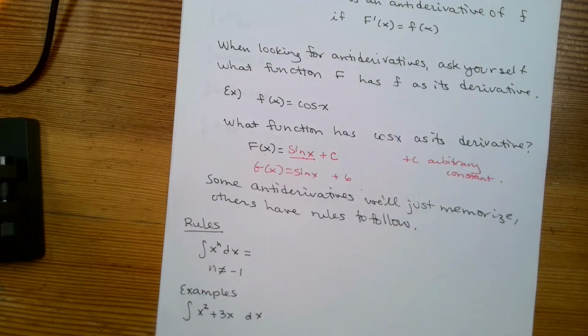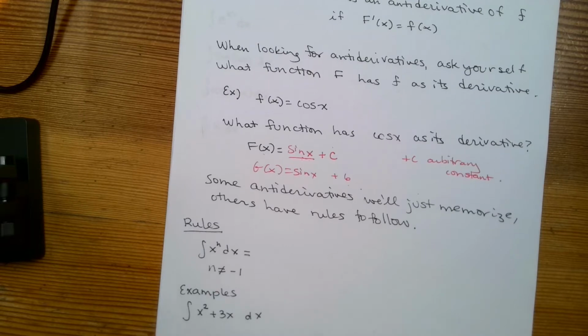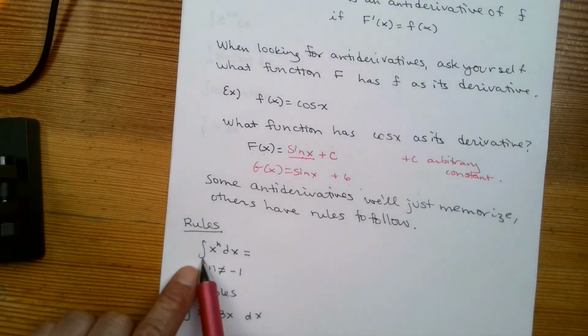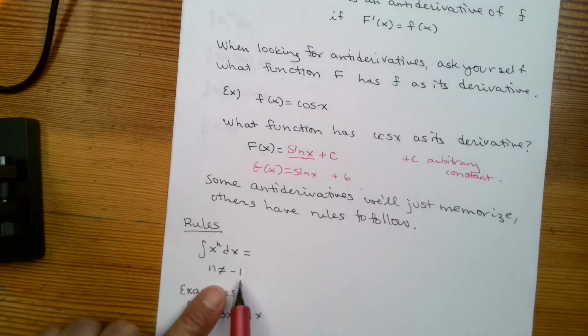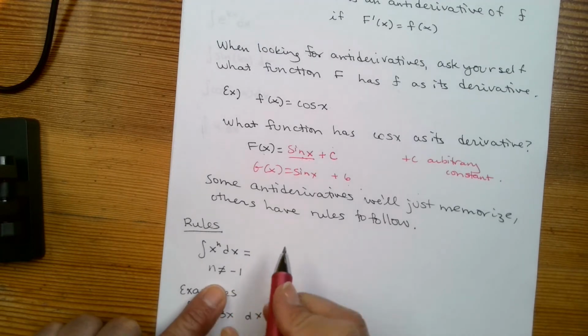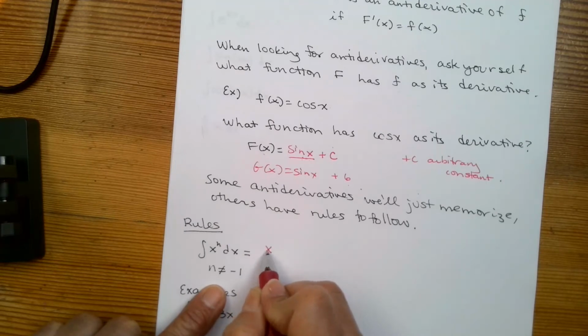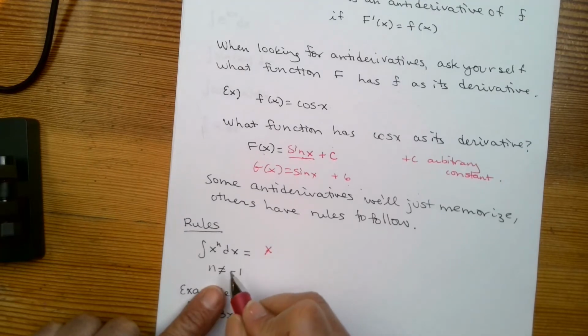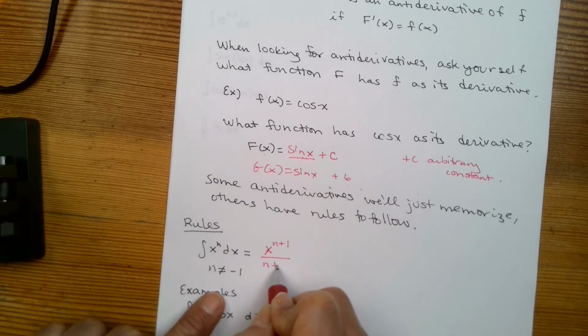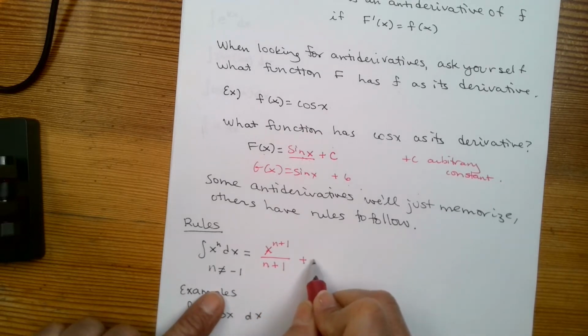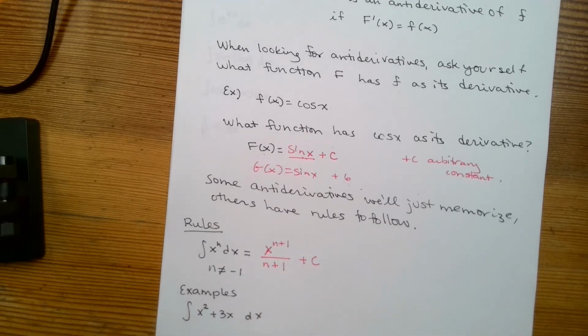Really, there's only one rule that we're going to look at right now, and that's the power rule. If we integrate x to the n dx, for n not equal to negative 1, the rule is to find the antiderivative. We're doing the opposite of what we did for the derivative, so it should feel like: add 1 to the power and divide by the new power. And then always plus c.